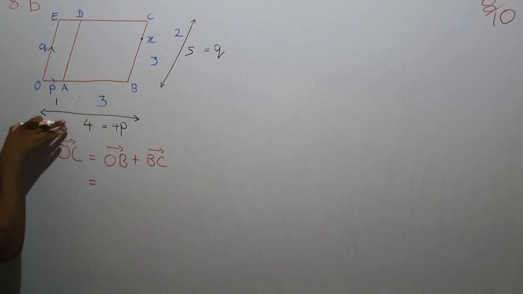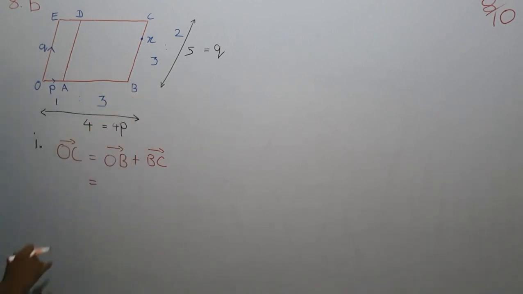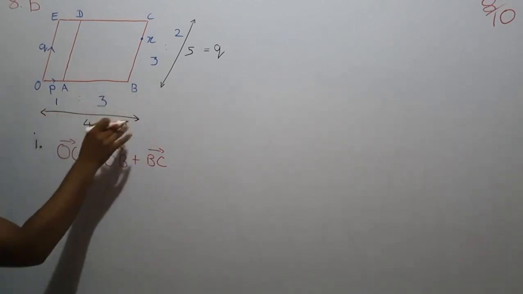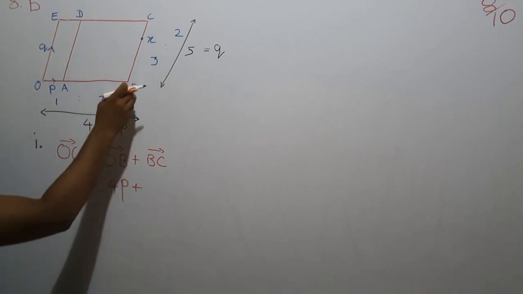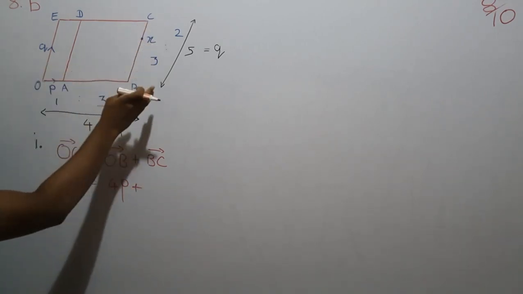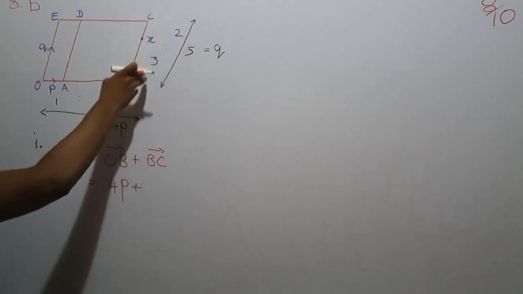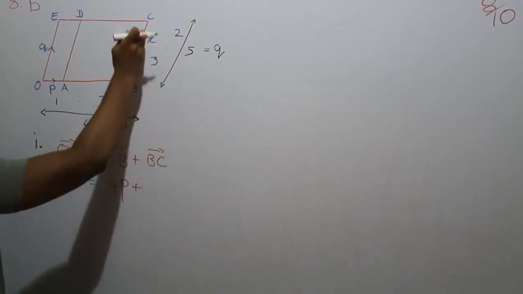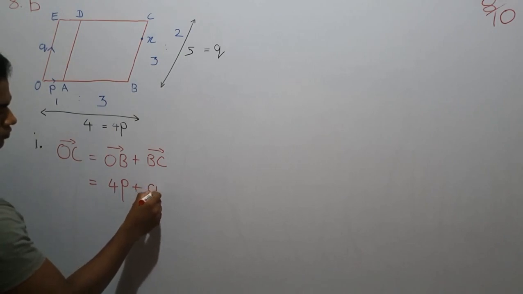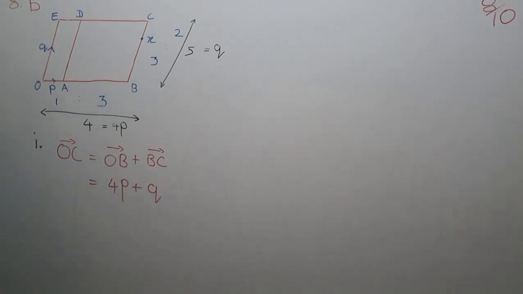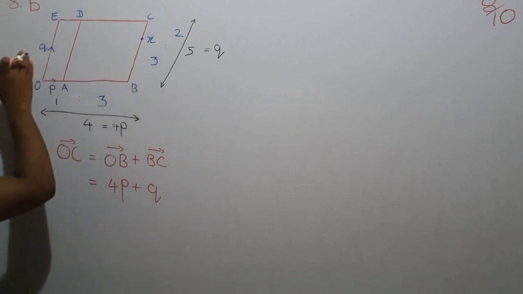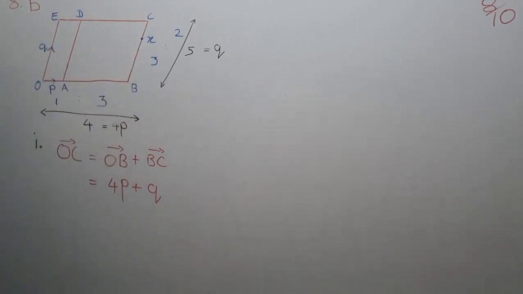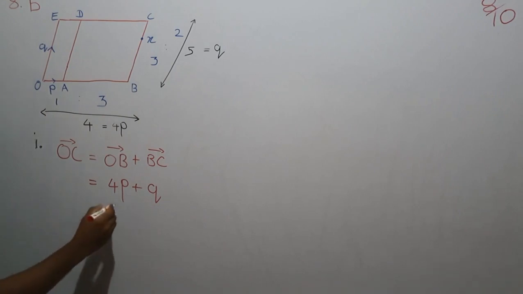O to B, we know the full thing is 4P. So 4P plus B to C. We know the total 5 parts are equal to Q. So B to C is equal to Q. Since OE is parallel to CB, if this is Q, this also should be Q. So this is the answer.